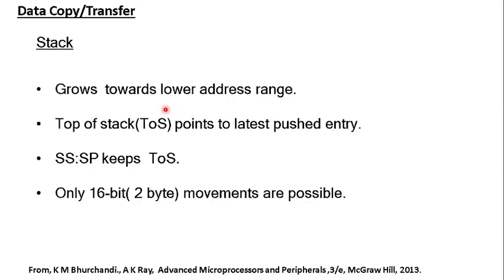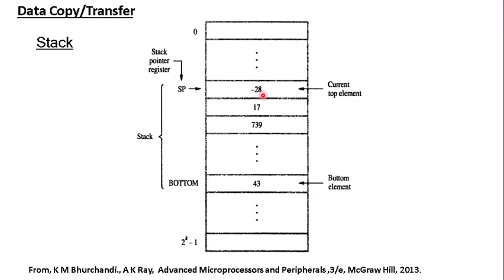Then the top of stack points to the latest pushed entry. If you see here, minus 28 is the latest pushed entry, and the top of stack points to that entry, and it is kept track of by the stack pointer register. The stack pointer register actually holds the offset into the stack segment for this particular entry. So the final physical address of this entry is given by the combination of SS and SP.